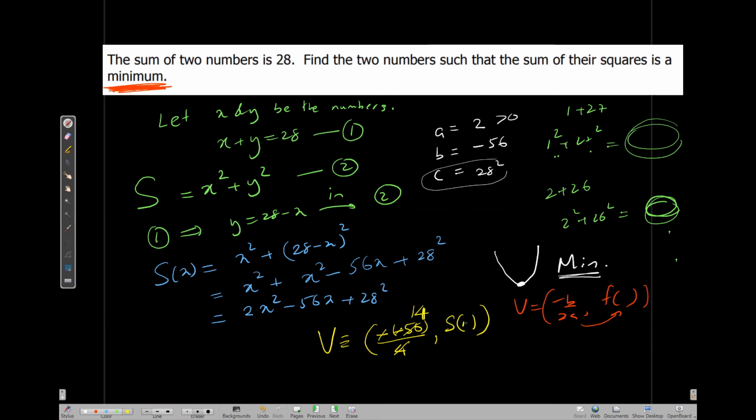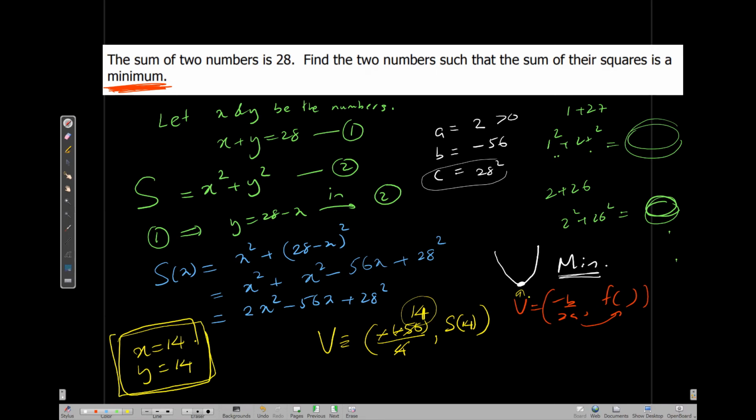So s of 14. So the required number is 14, because here that's our x value. So x is actually 14, and the other number y should be 14 as well. So this is our result, and we found the two numbers.